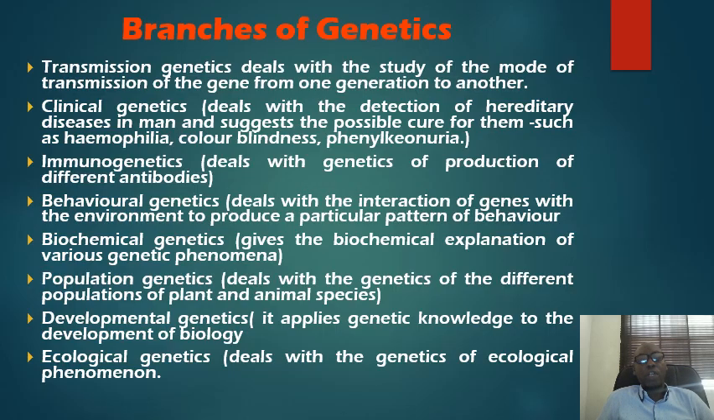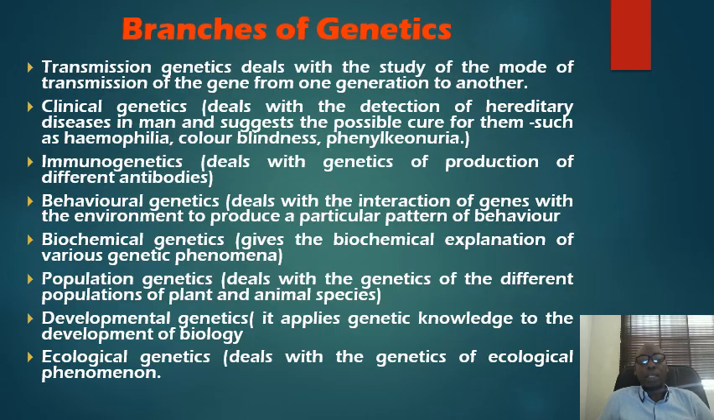We also have behavioral genetics that deals with the interaction of genes with the environment to build a particular pattern of behavior. For example, you have identical twins, and you take one of them and place them somewhere like Ojo Elegba in Lagos, and you take the other one to probably Washington, D.C., or live in the White House. After 10 years, bring them together, their behavior will not be the same because it will be influenced by the environment in which they grow up. Behavioral genetics studies that.